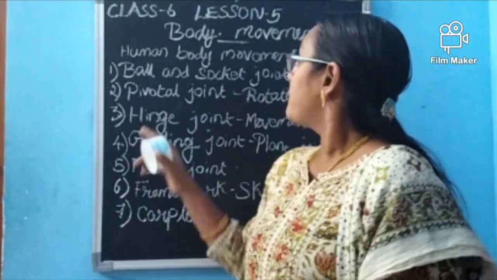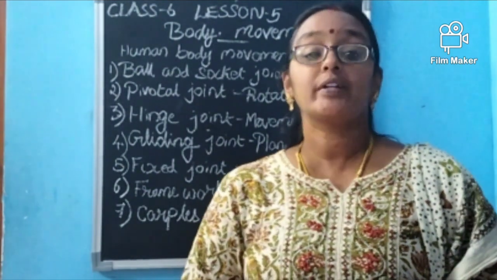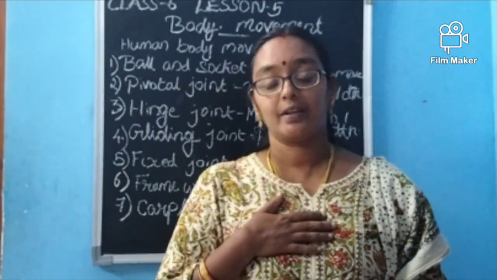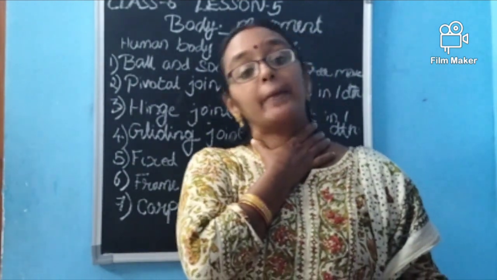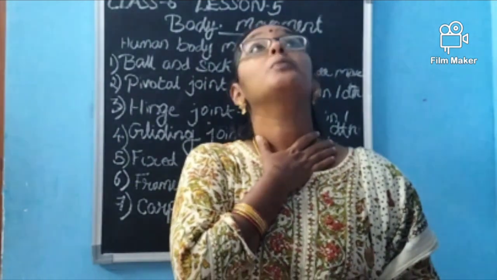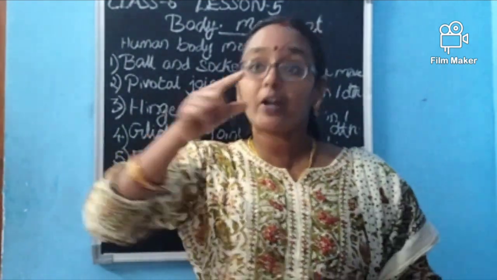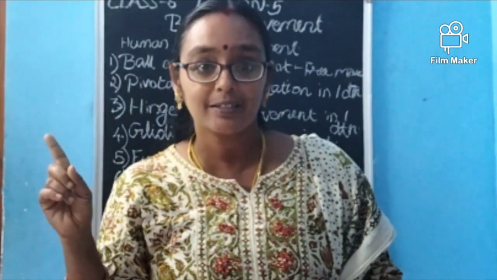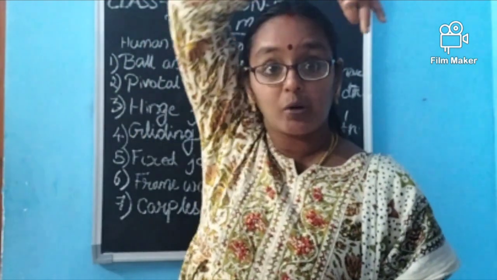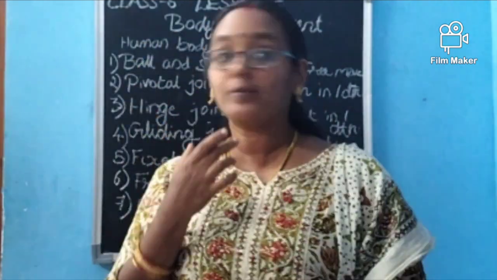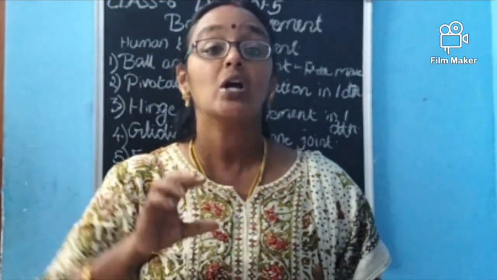Second is pivotal joint. What is this pivotal joint? It is seen in our neck and forehead. We are able to move the forehead like this, isn't it? We are able to move like this, and we are able to move up and down. But we are not able to rotate it fully. Are you able to rotate it? Any one of you able to rotate it fully, backside also? No, we can rotate in this direction, but we can't rotate fully.